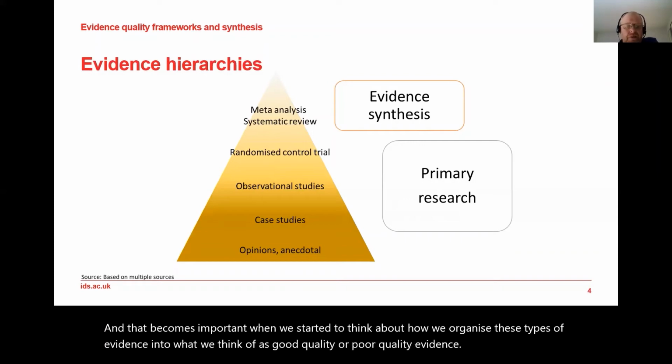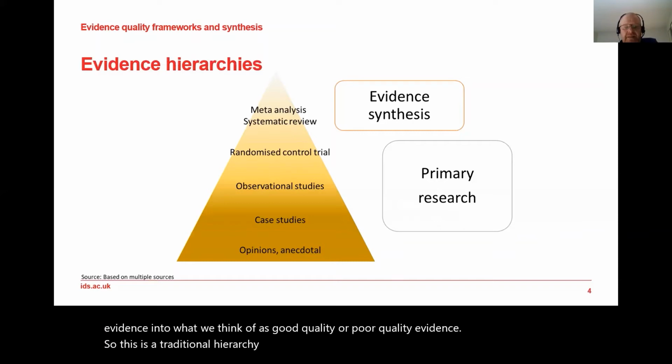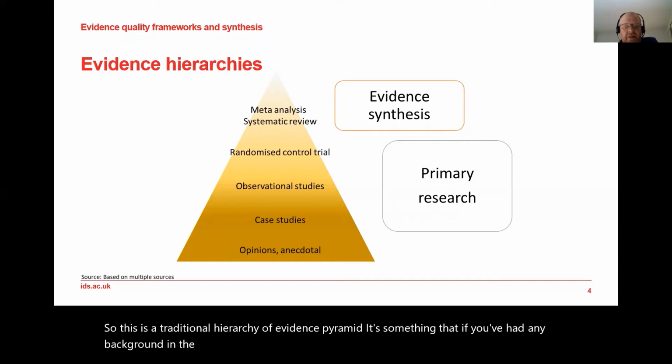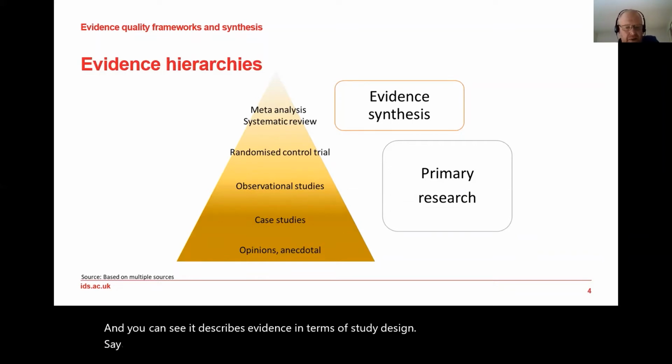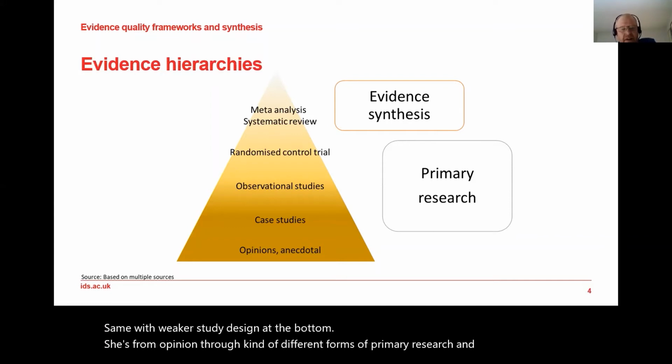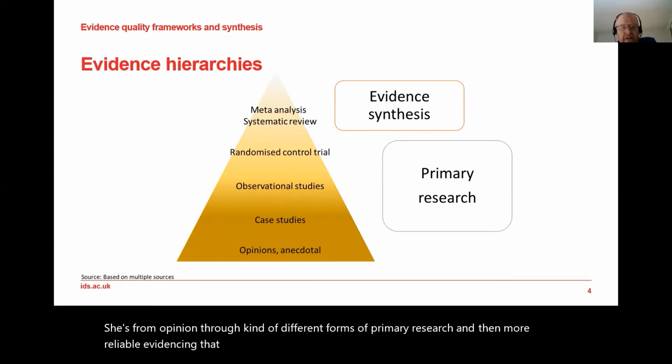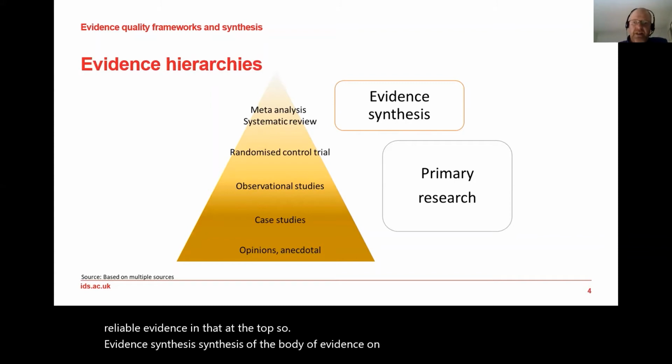So this is a traditional hierarchy of evidence pyramid. It's something that if you've had any background in the health sector, you may well have come across in some form or other. It's quite widely used. And you can see it describes evidence in terms of study design. So with weaker study design at the bottom, from opinion through different forms of primary research, and then more reliable evidence at the top. So evidence synthesis of the body of evidence on a topic, not just single studies.